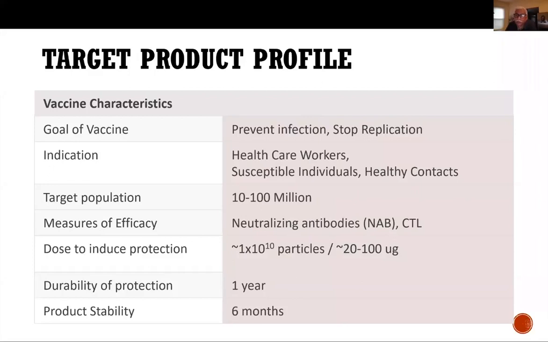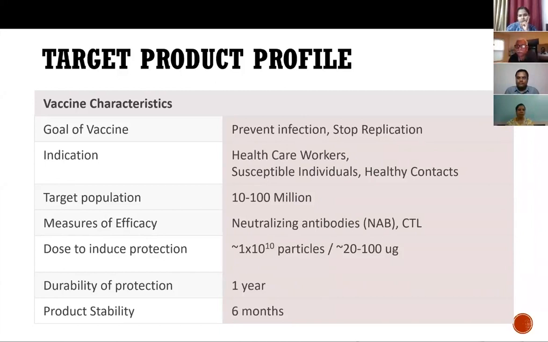What is the measure of efficacy of the vaccine? It should elicit a neutralizing antibody, and it should also induce a cytotoxic T cell response, a CD8 T cell response. We have to determine what the dose is. This is the approximate dose. It should be durable at least for a year. And the vaccine should be stable at least for 6 months. You have to distribute the vaccine all over the world. It should have stability. It should not degrade.